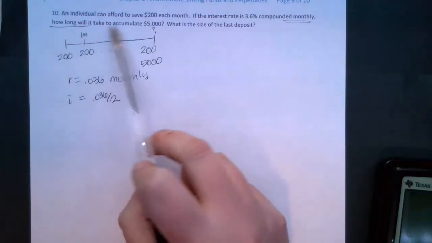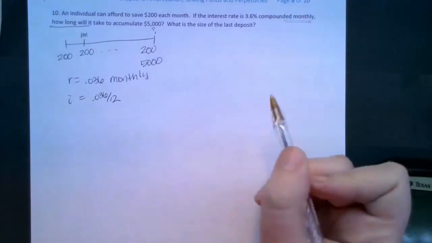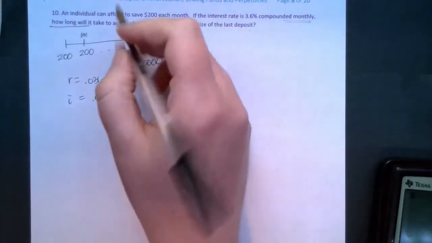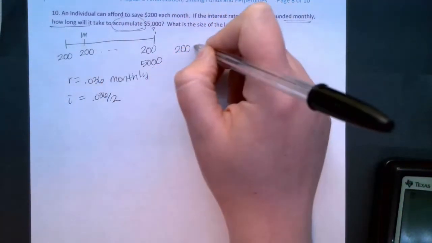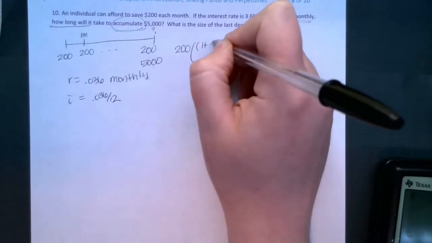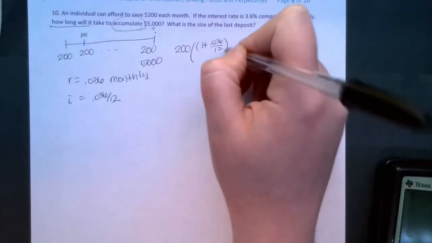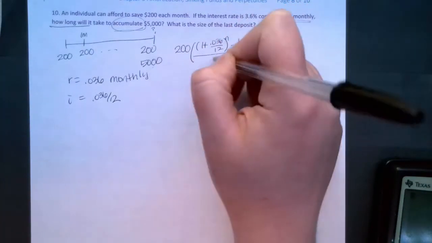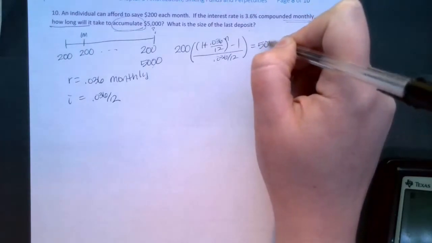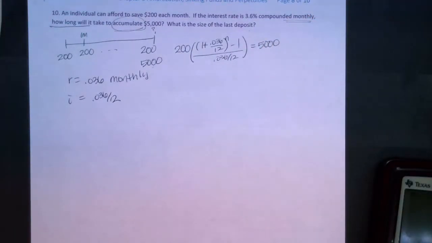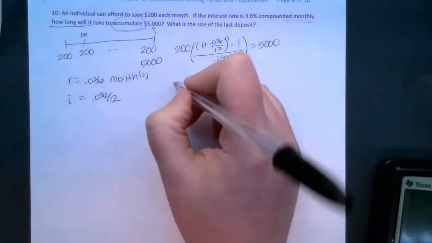So first we're going to figure out how long it takes us to accumulate that amount. So again, this is an SN problem because we have this down here, and the key word there was accumulate. So we have $200 times 1 plus 0.036 over 12 to the n minus 1 over 0.036 over 12, just plugging in our formula, equals 5,000, and we're trying to figure out what n is here. Okay, so first step is we need to get the big fraction alone, so we divide by 200.